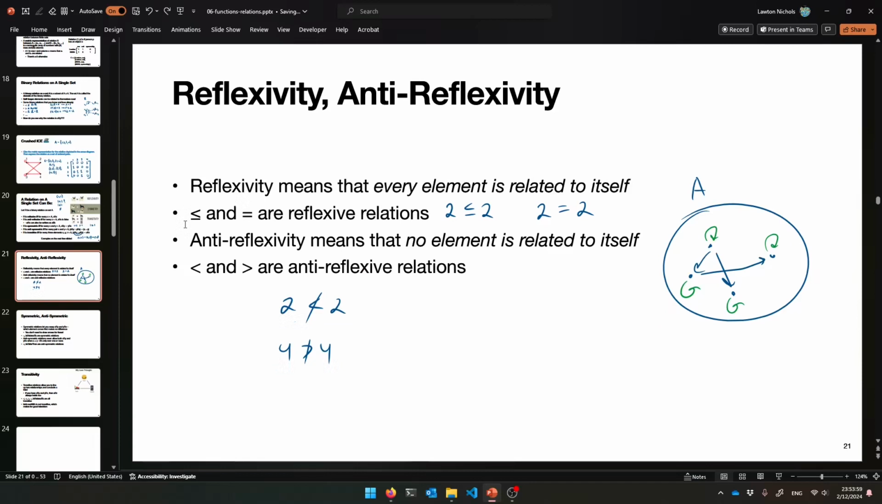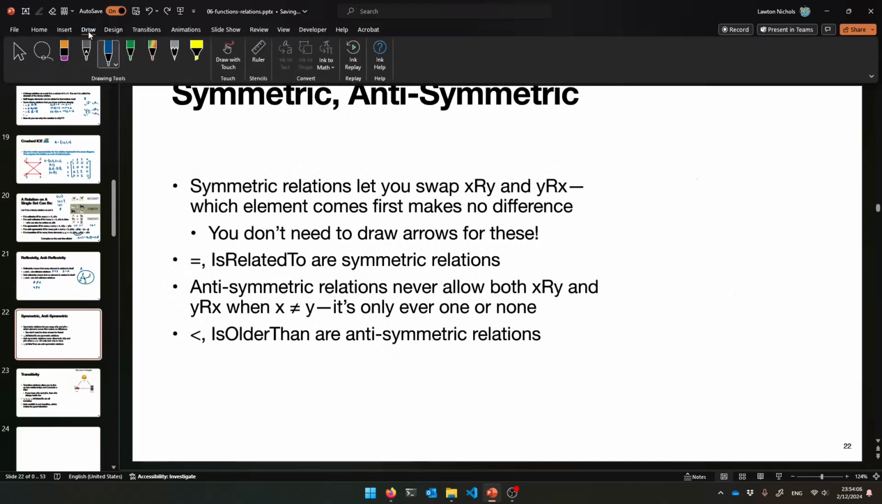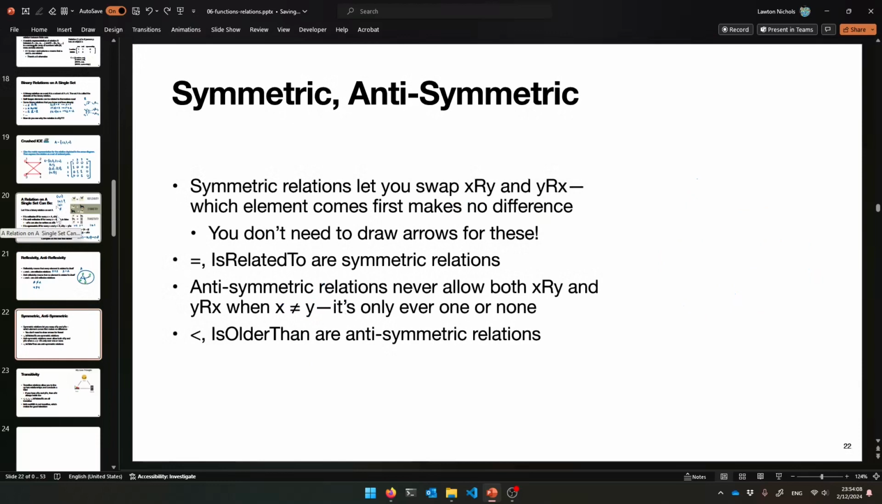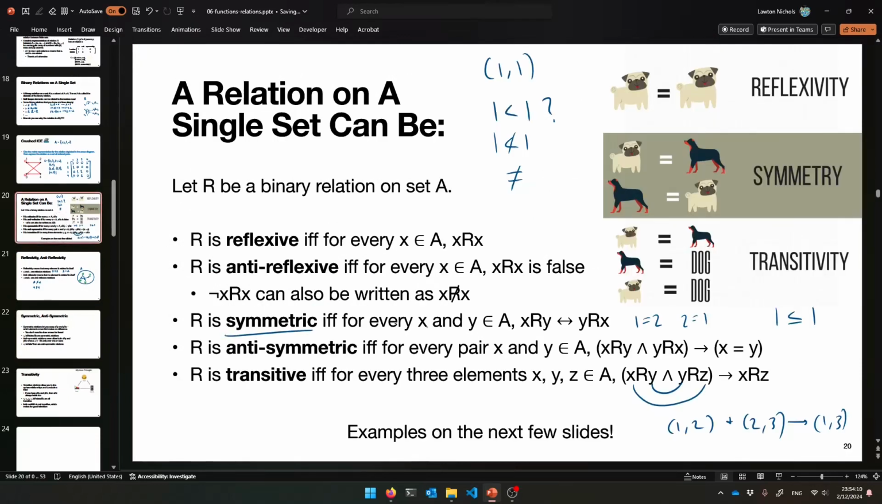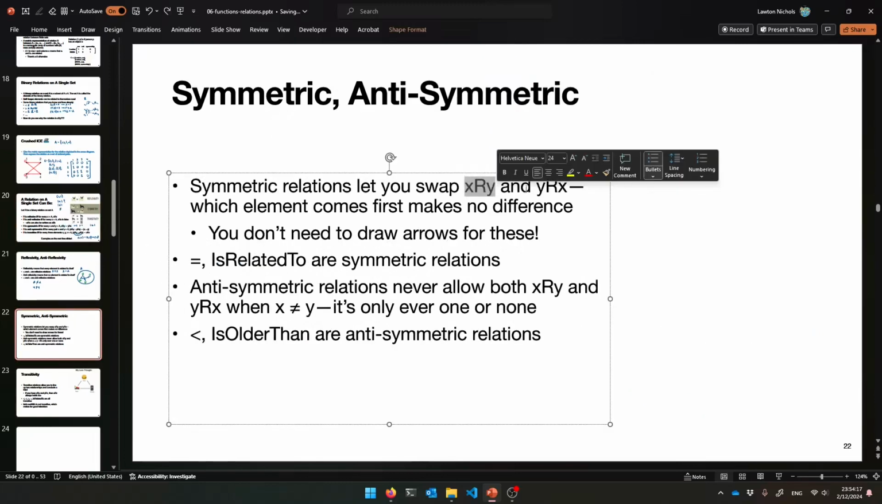So let's next talk about symmetric and anti-symmetric. Again, if you stare at the definitions long enough, a relation on a set A is symmetric if you can swap. If you can always have the opposite once you have one side. You're allowed to swap x related to y and y related to x.